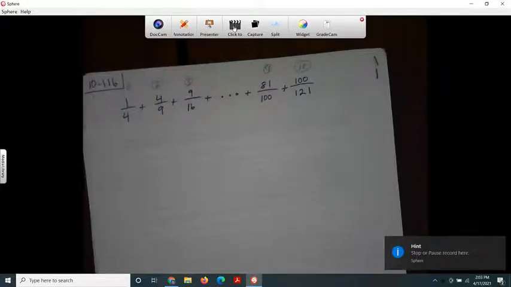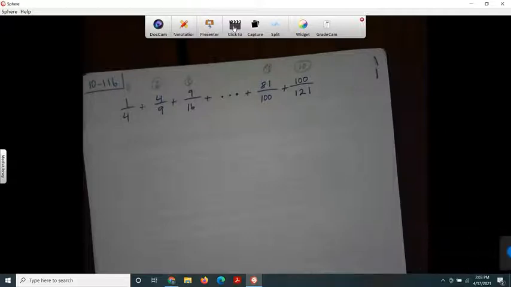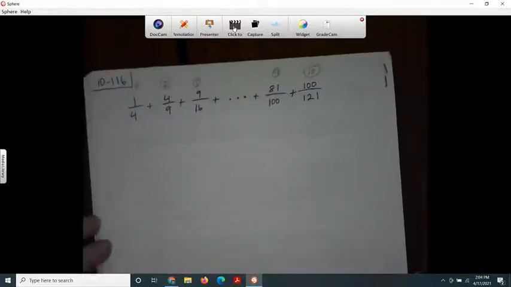Pre-Calc, it's 10-116. I really loved this one because they wanted me to write sigma notation for this.